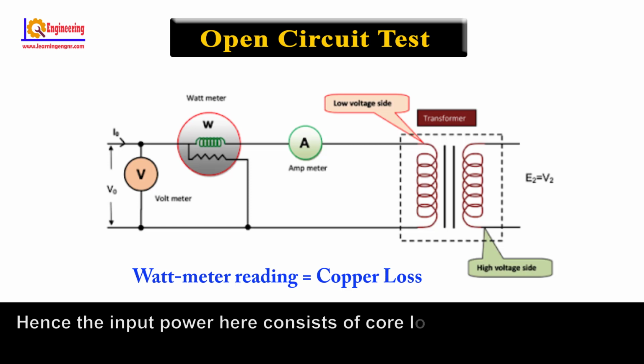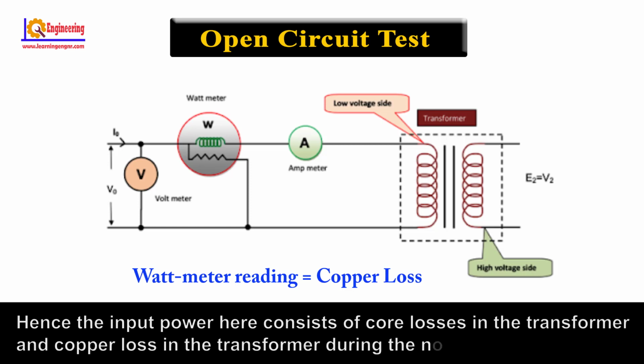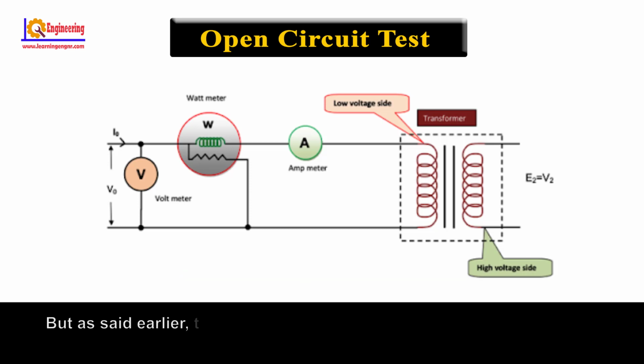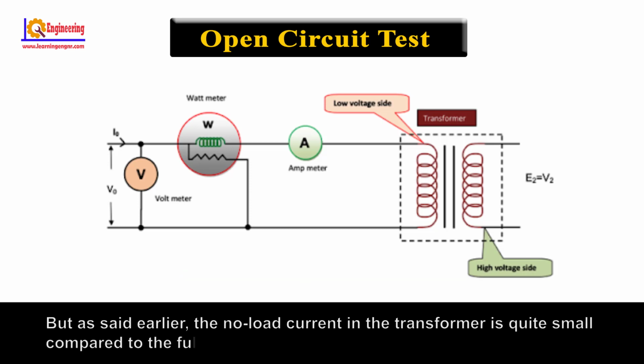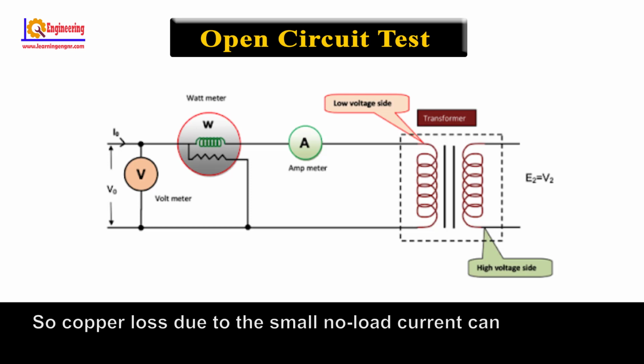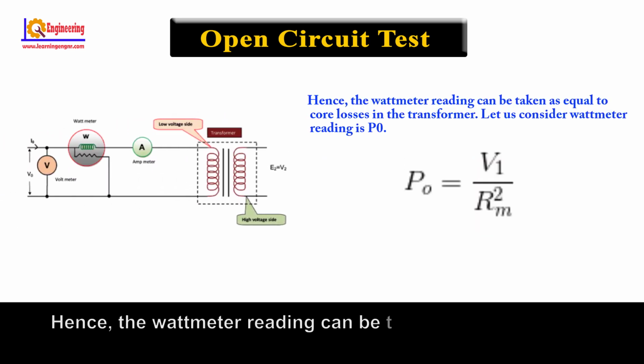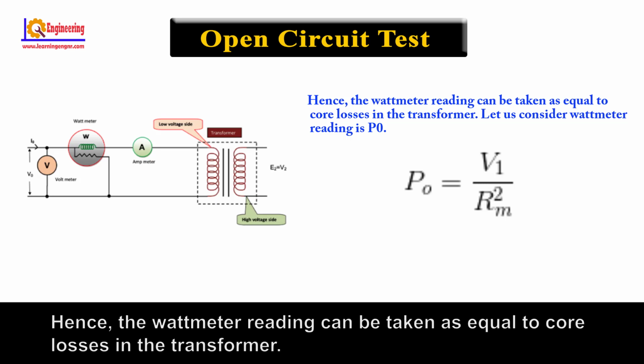Hence the input power here consists of core losses in the transformer and copper loss in the transformer during the no-load condition. But as said earlier, the no-load current in the transformer is quite small compared to the full load current. So, copper loss due to the small no-load current can be neglected. Hence, the wattmeter reading can be taken as equal to core losses in the transformer.